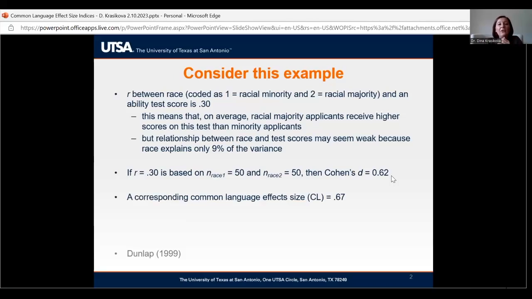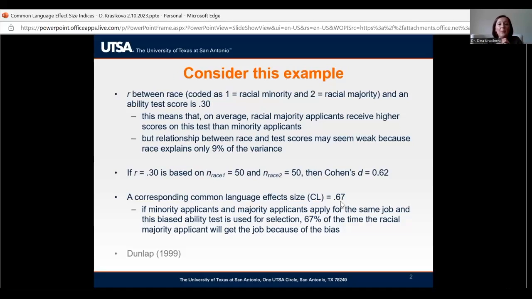Now, if we take this d and convert it into a common language effect size index, we get 0.67, which can be interpreted as follows. If minority applicants and majority applicants apply for the same job, and this ability test score is used for selection purposes, 67% of the time, the racial majority applicant will get the job because of the biased test.